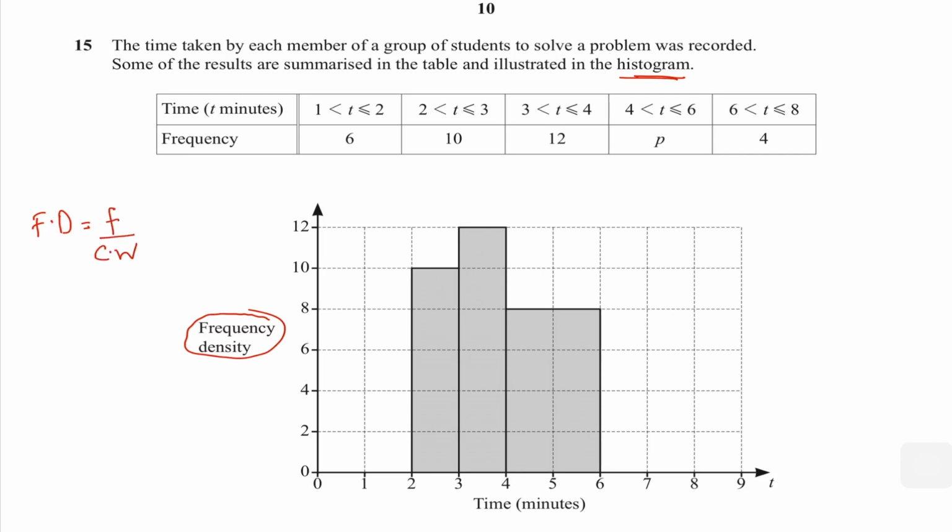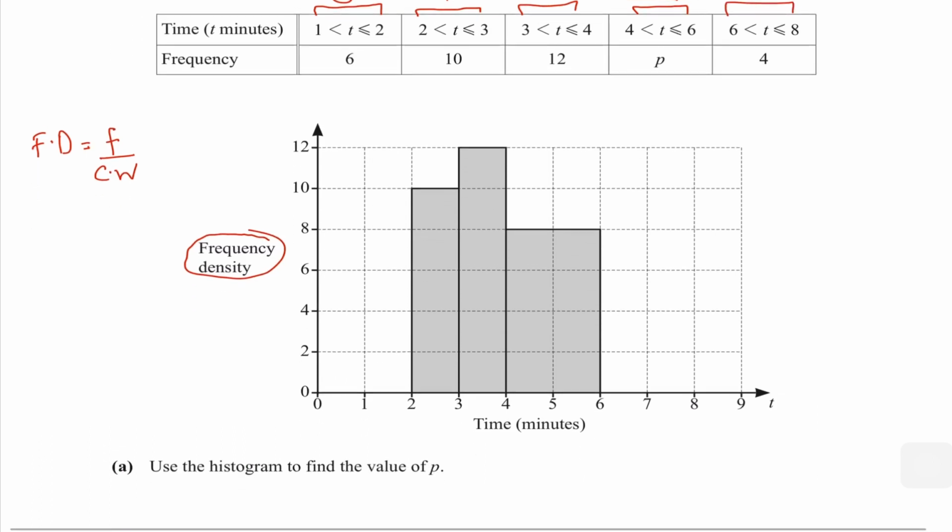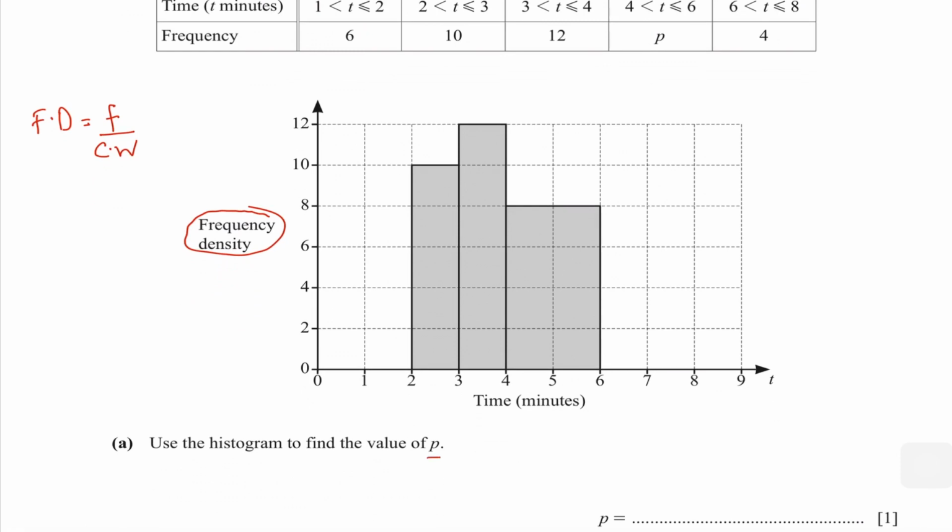Now what exactly is the class width? Class width is the difference between each interval. For example, the class width of the first interval is going to be 1 because 2 minus 1 is 1, and then it's going to be 1 again, and then 1 again, and then 2, and then 2 again. Okay, so let's see what exactly we have to figure out. The first thing we have to figure out is the value of P.